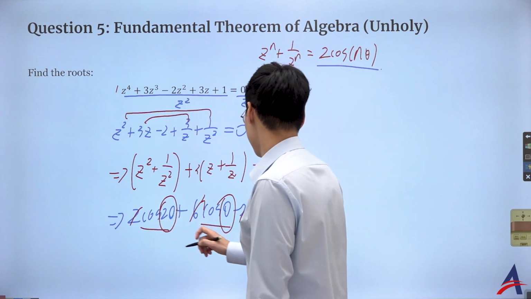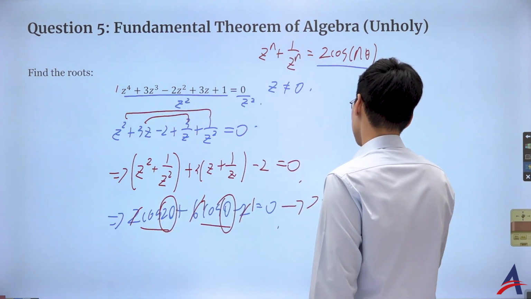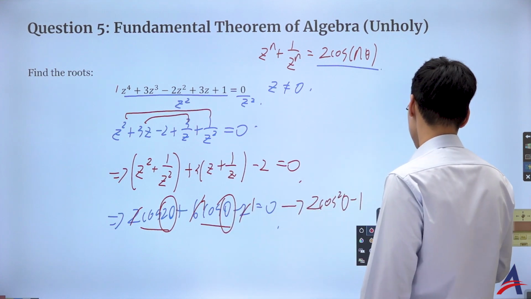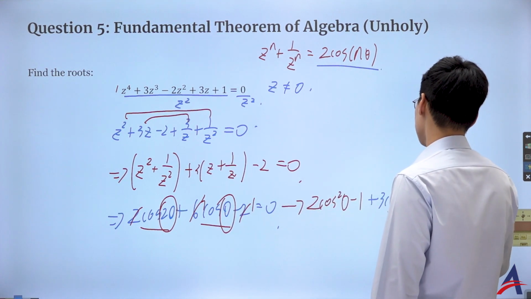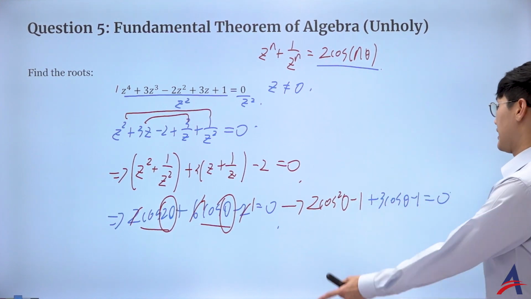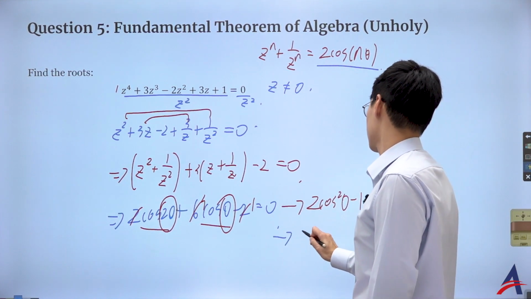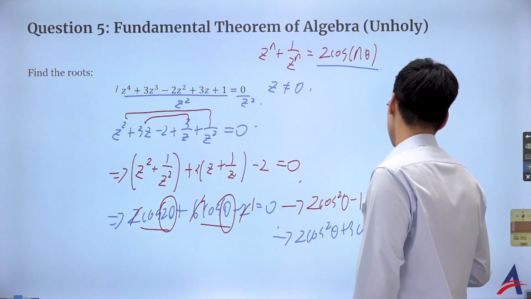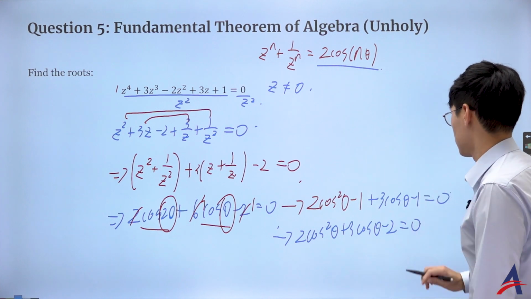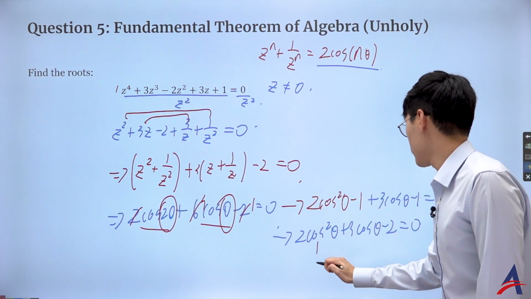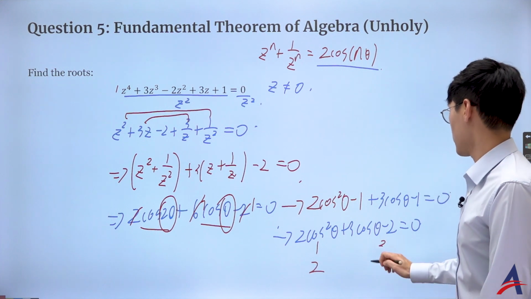So here, if you look at the first kind, I get 2 cosine squared theta minus 1, plus 3 cosine theta minus 1 is equal to 0 is what I have. And then what I can do here is 2 cosine squared theta plus 3 cosine theta minus 2 is equal to 0, right? So that's great. Now I have 1, 2, 2, 1. I can factorize it plus minus.